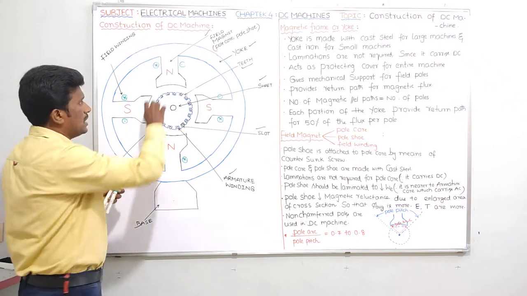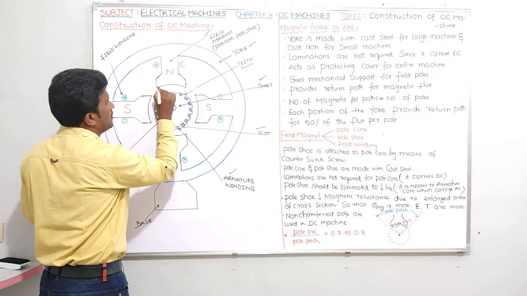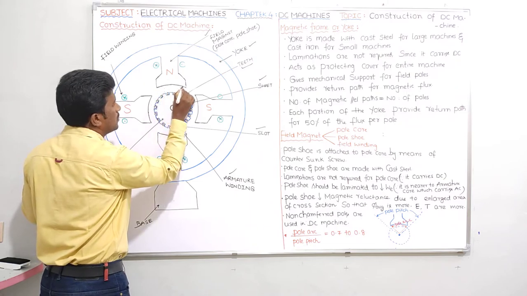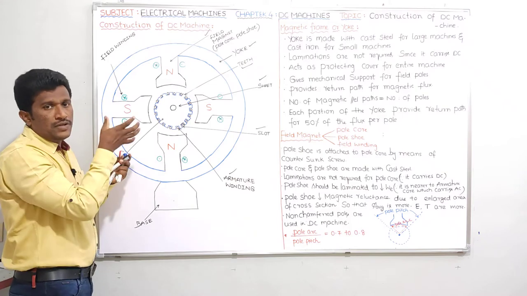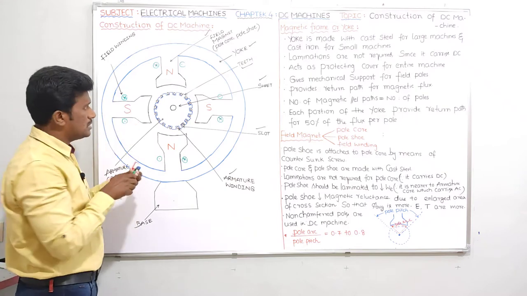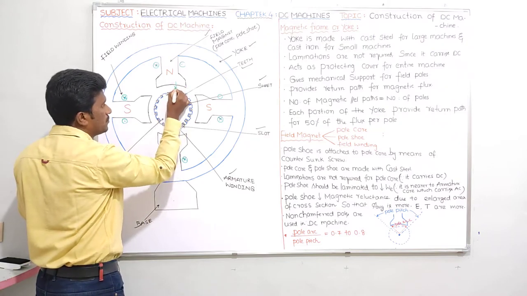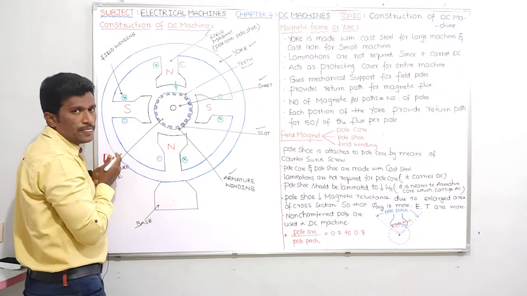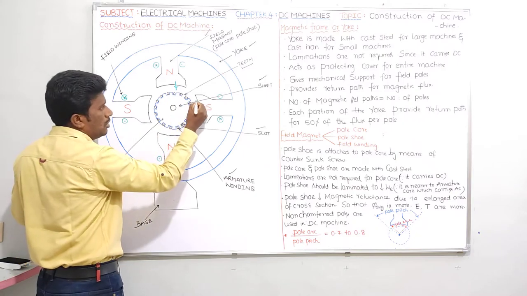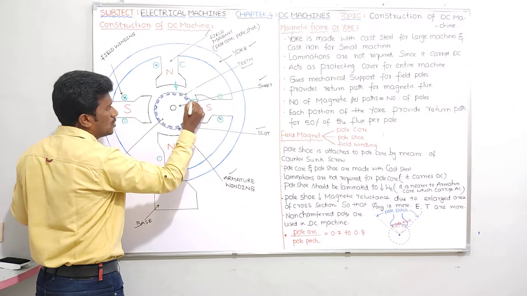Okay. So, this is nothing but the north pole surface, meaning this part, this portion. Everybody knows that flux lines always start from the north pole surface. That means it starts from here. From the north pole surface, flux lines will start. See, please try to understand. And into the south pole, flux lines will enter the south pole surface.